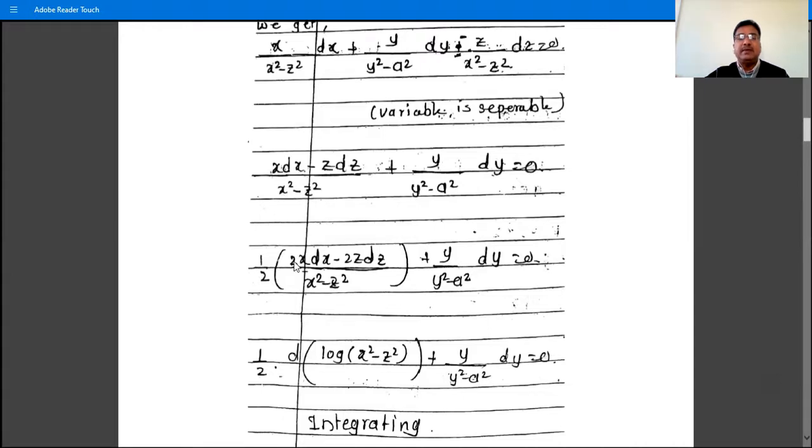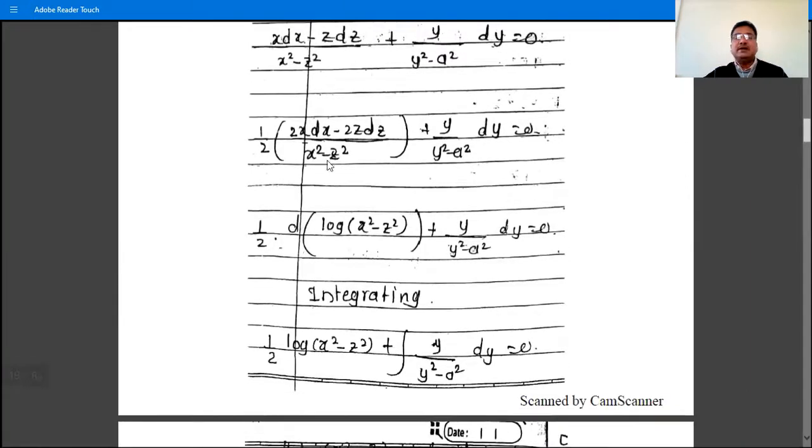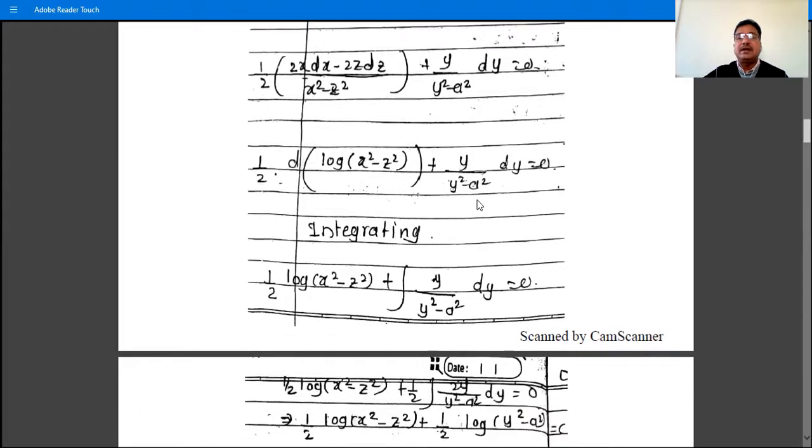So just multiply by 2 and divide by 2. So what do we have? 1/2 in bracket, 2x dx minus 2z dz divided by x square minus z square, and this function as it is, y by y square minus a square dy. And this bracket is the derivative of log of x square minus z square, by using the rule integration of f dash x divided by f x. So if you find the derivative of log of x square minus z square, it is what? 1 by x square minus z square into the derivative of x square minus z square, which is 2x dx minus 2z dz, plus y by y square minus a square dy, and then integrating.